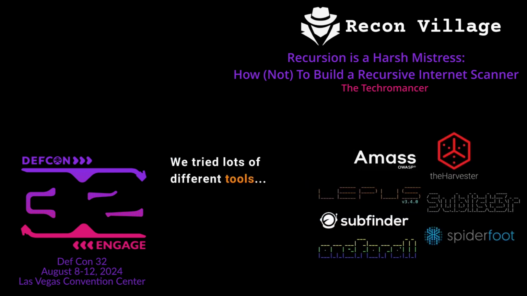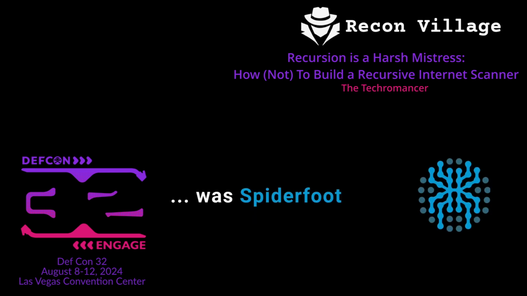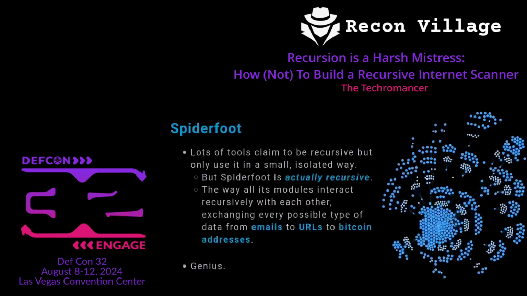So we tried a lot of different ones, and there are some great tools out there. The ones in this list, like Amass, theHarvester, I ran a lot of these. But what turned me on to recursion originally was Spiderfoot. Something interesting about Spiderfoot is that it's built in a unique way. Its design is totally different from all these other tools. It's not immediately obvious from looking at Spiderfoot or using it, but a lot of tools claim to be recursive. For example, if you've ever used FFUF for directory brute forcing, it has a recursive option, right?